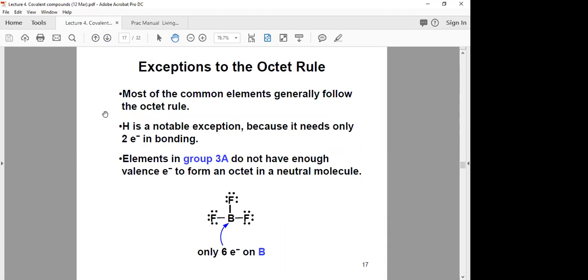All right, as we've said many times, there are exceptions to all these rules, unless, of course, you're a physicist. I don't believe that there's exceptions to their rules. Most of the common elements generally follow the octet rule. We know that hydrogen is an exception because it only needs 2 electrons to fill the 1s subshell. Elements in group 3A don't actually have enough valence electrons to form an octet in a neutral molecule. So you can see this example here, which involves a group 3A element, and it is only surrounded by 6 electrons.